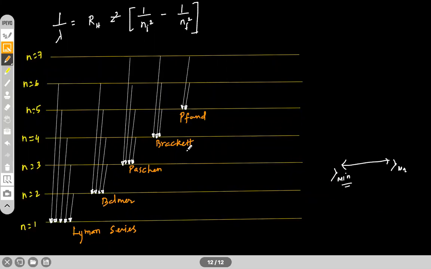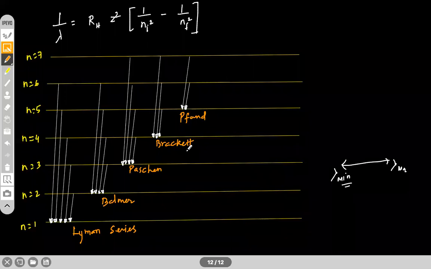But what is NI? NI could be anything. For Lyman series, NI could be anything from 2 to infinity. Yes or no? And for Balmer, NI could be anything from 3 to infinity. For Paschen, anything from 4 to infinity. So NI value for all these series is not fixed. NF value is fixed. Correct?